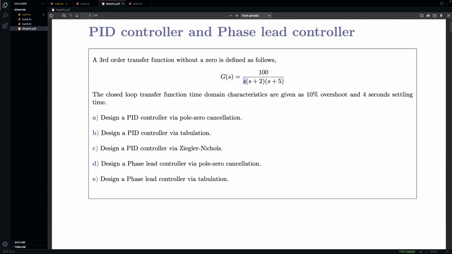By the way, the type of a system is the amount of poles at the origin or the amount of integrators in the feed-forward path. So that's quite important. In the feed-forward path, the amount of poles at the origin determines the type of the system. And you can see in the feed-forward path, F and G are in the feed-forward path. G has an integrator, F also has an integrator. The overall feed-forward path would be a type 2 system.